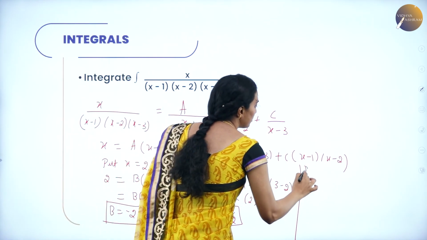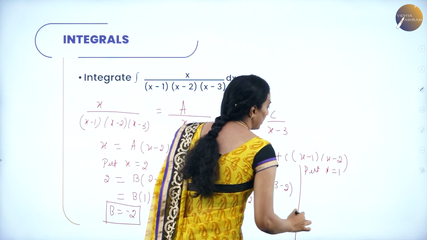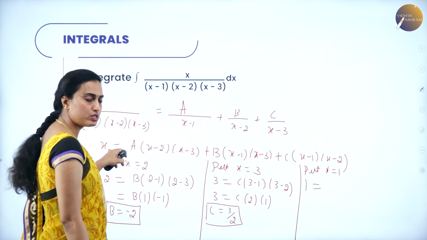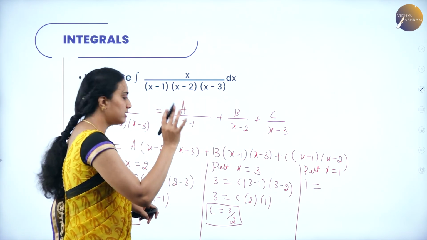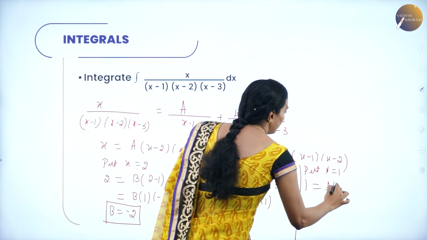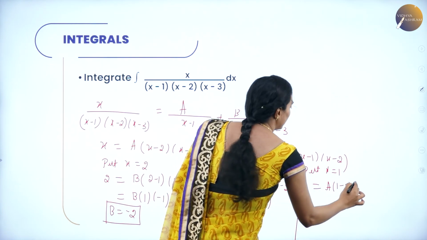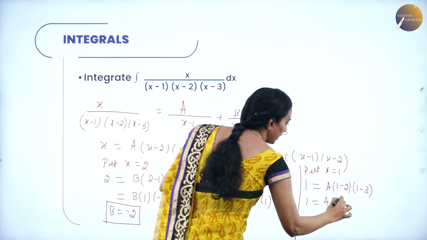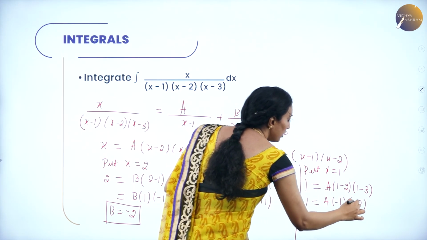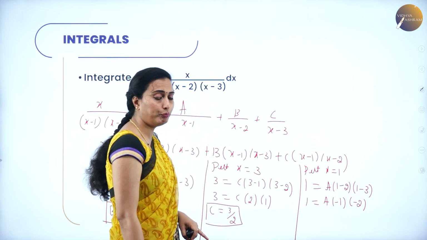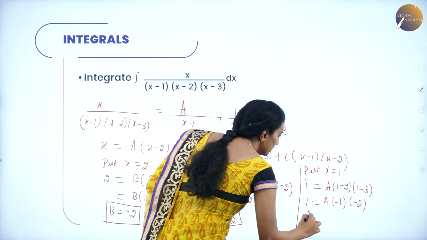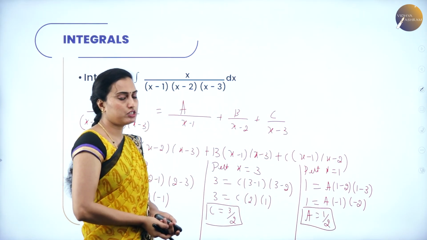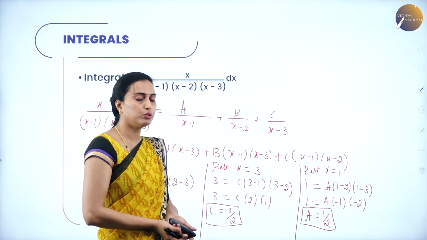Now put x equal to plus 1. So left hand side is 1, because x value is 1. Now b and c will get cancelled. Remaining is a into (1 minus 2) into (1 minus 3). Putting x value 1, this will become 1 is equal to a into (1 minus 2 is minus 1) into (1 minus 3 is minus 2). Minus 1 into minus 2 is plus 2, plus 2 into a is equal to 1, a is equal to 1 by 2.